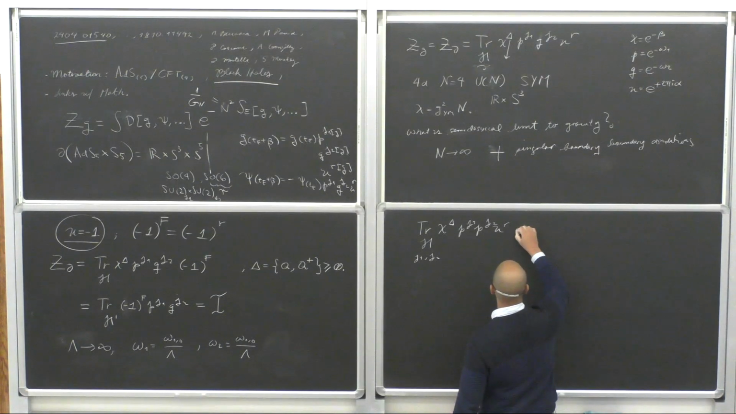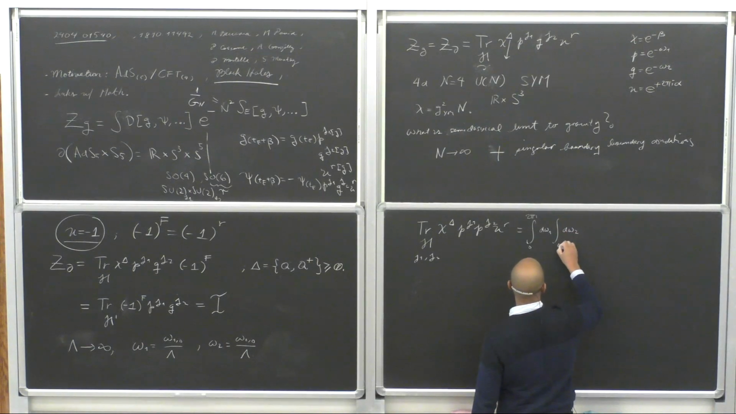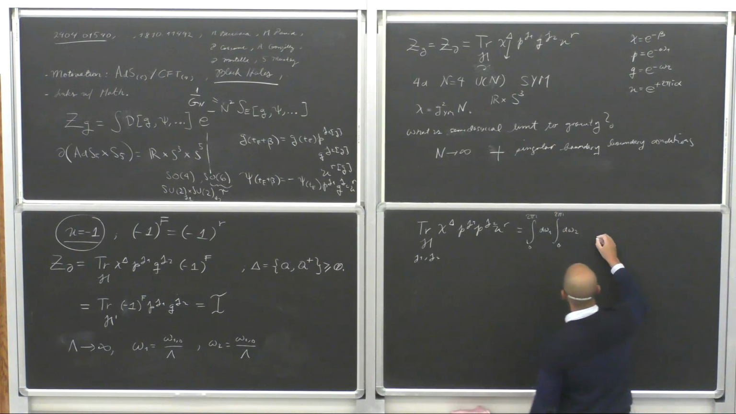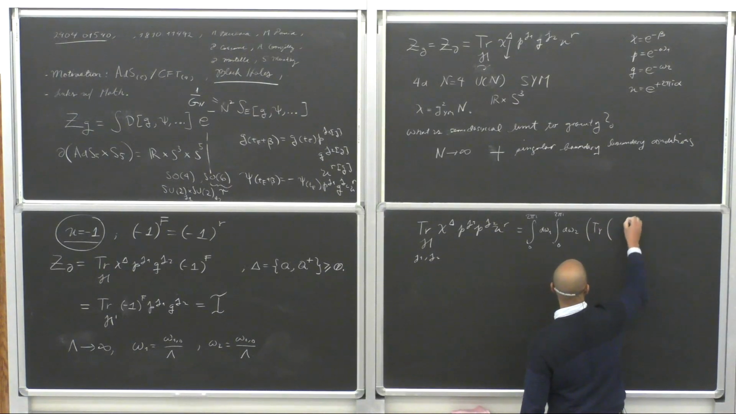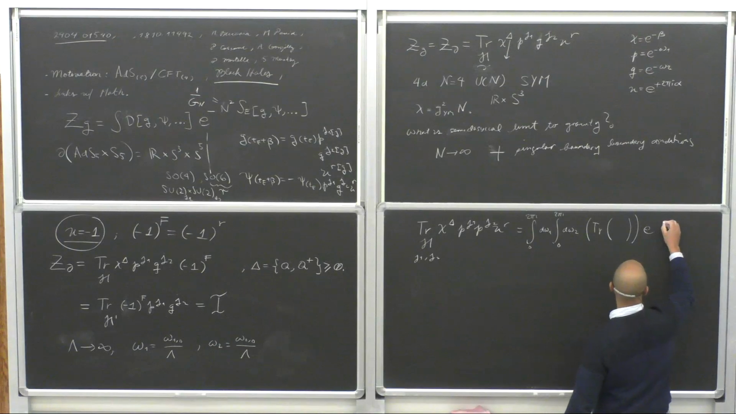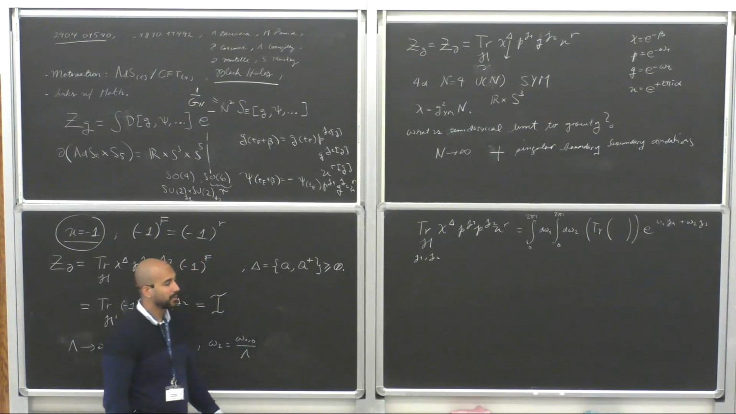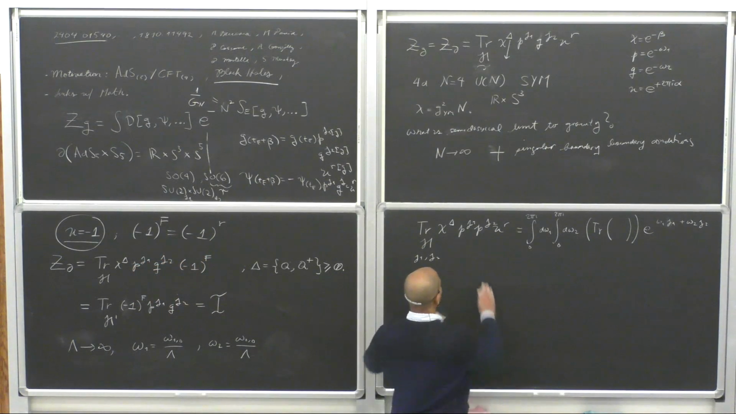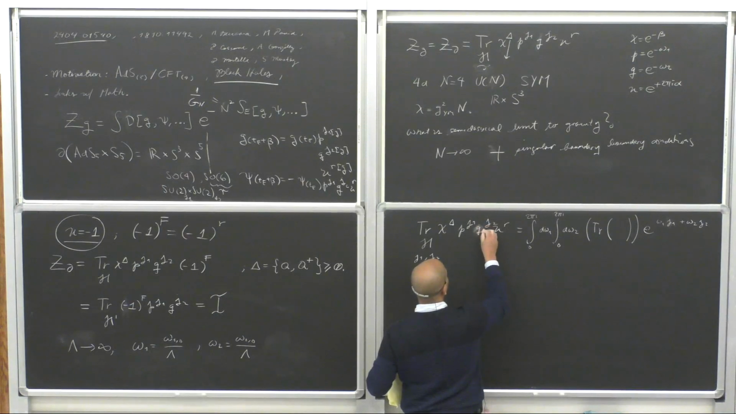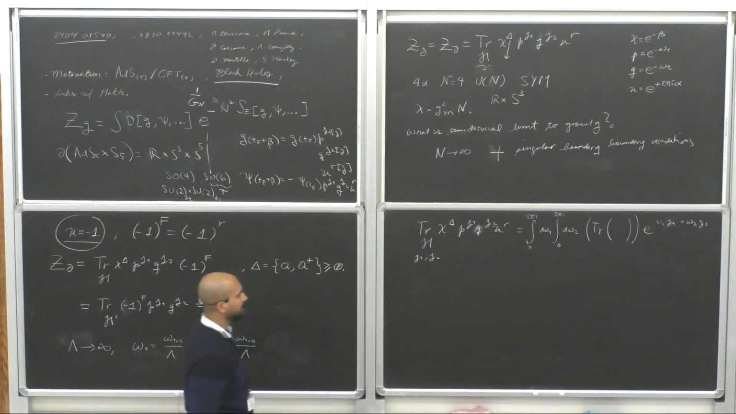The definition of this is essentially a Laplace transform. The full trace, but now multiplied by e to the omega 1 J1, omega 2 J2, where these are now numbers. Sorry, this is Q. So this would be Q, J1 and J2.